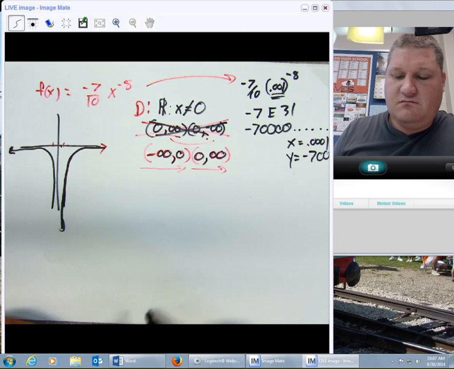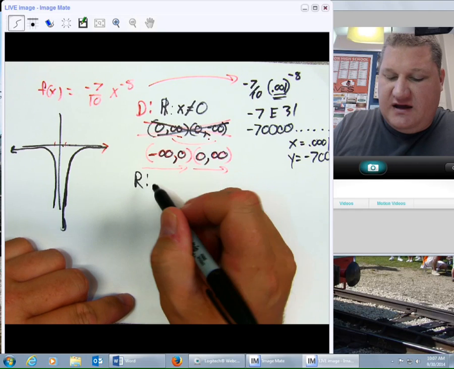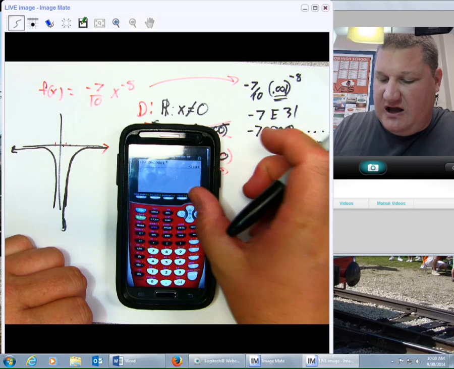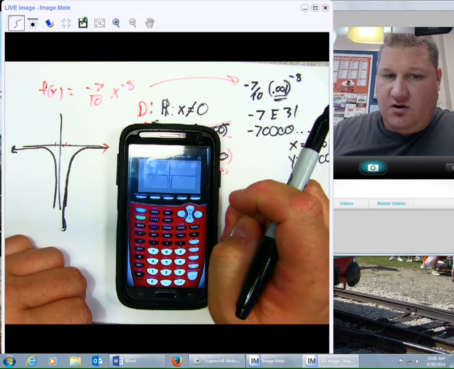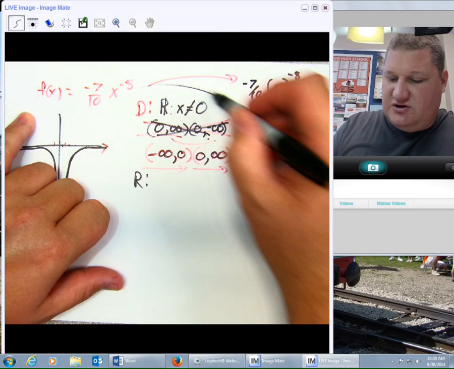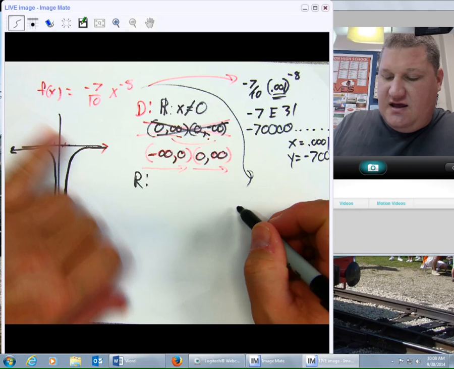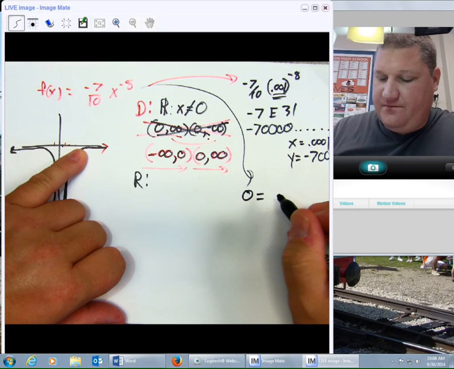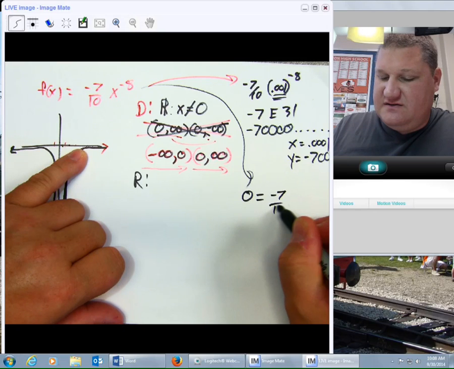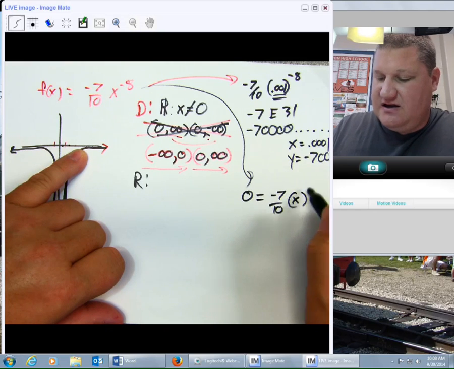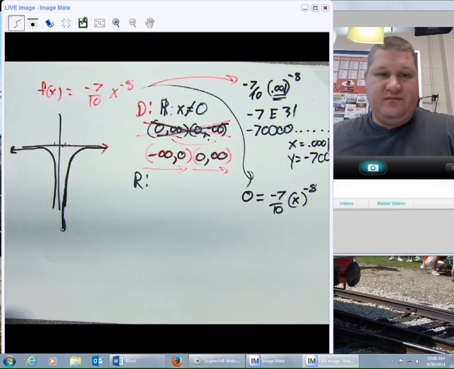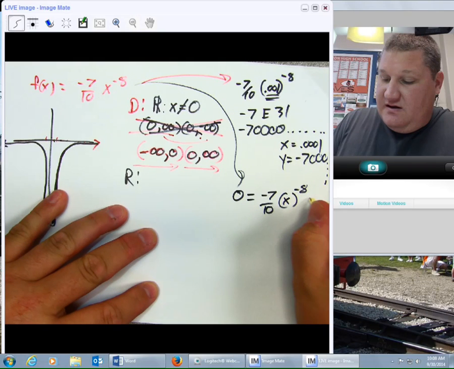All right, so for our range, well, the kicker is it looks like it may be on the graph, it might just touch up here on 0. Well, it might, but let's double check it. Let's take our function, but let's set y equal to 0, because we know that we can't take x equal to 0. Take y equal to 0, negative 7/10 times x to the negative 8th. At this point, I could multiply both sides by 10 over negative 7.